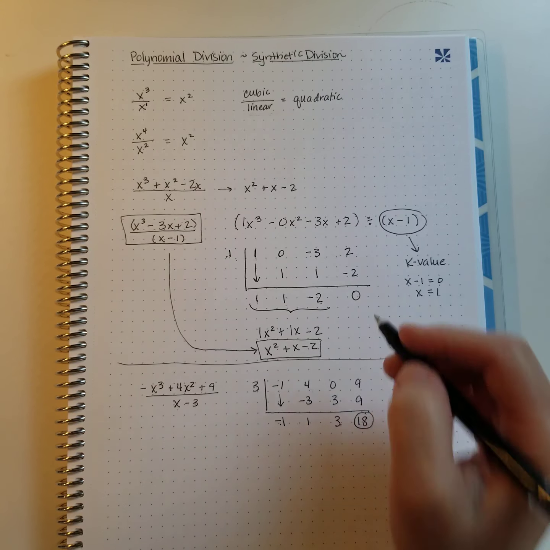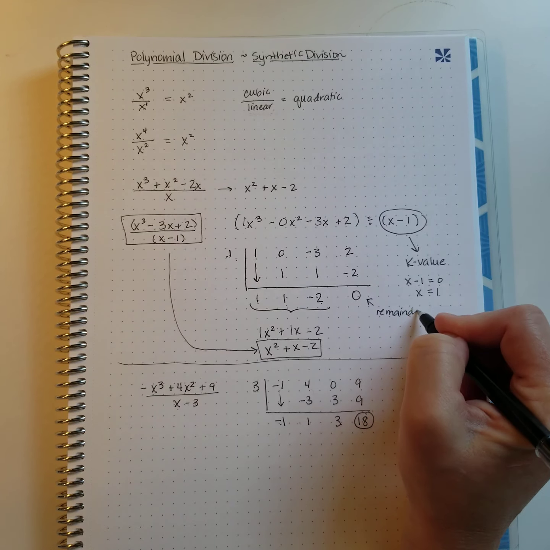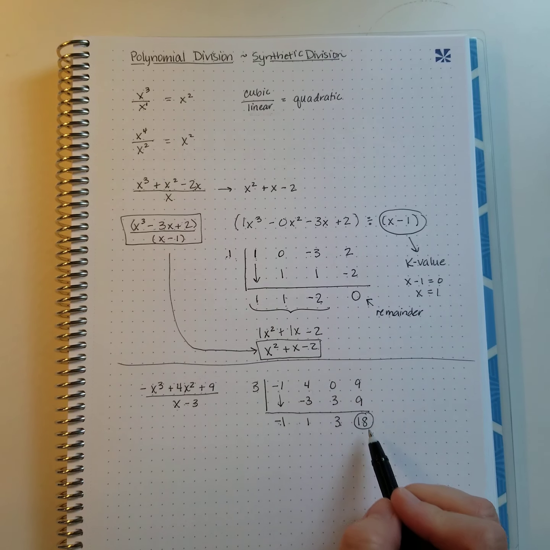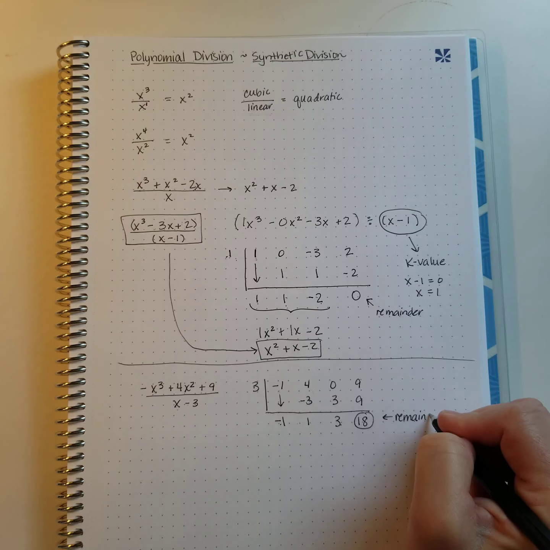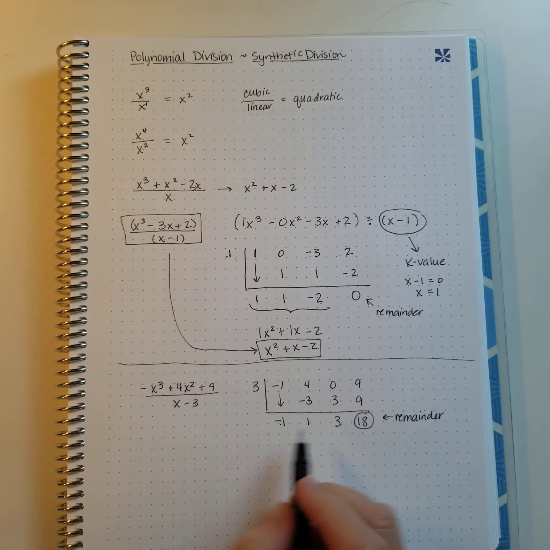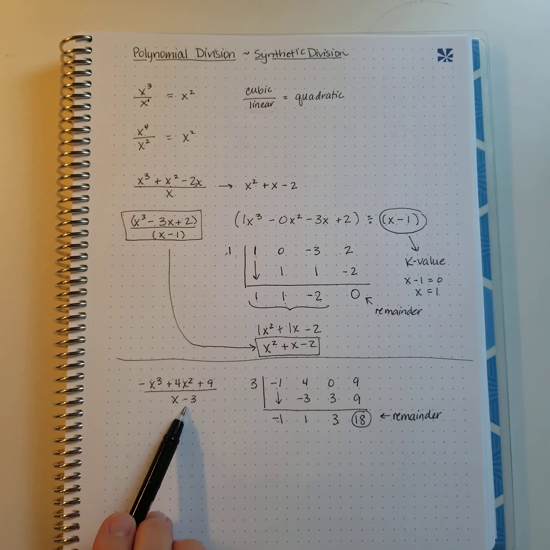Okay, now let's talk about these last numbers here. These are what we call a remainder. This one had no remainder. This one, however, has a remainder. That means it didn't divide in evenly. These divided in evenly. This one doesn't divide in evenly.